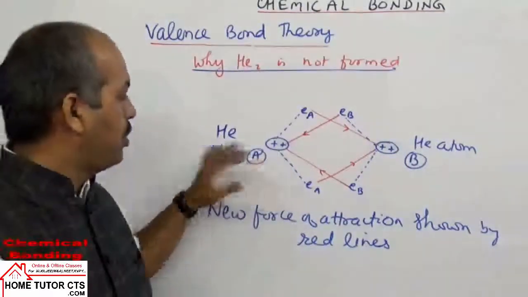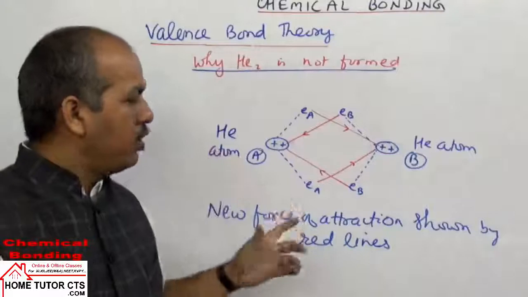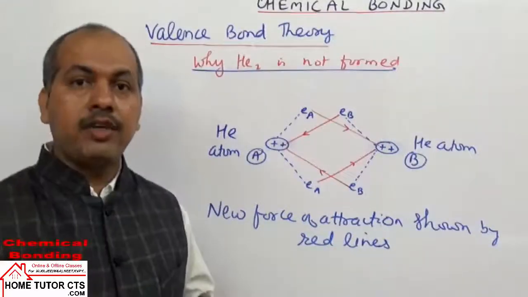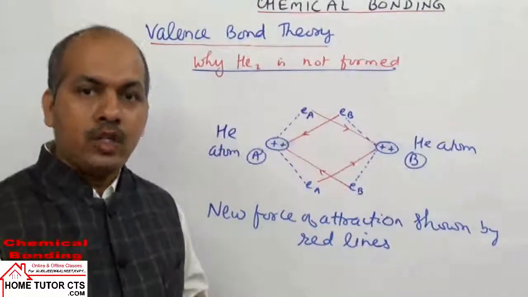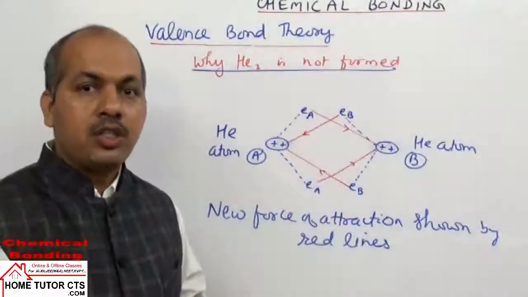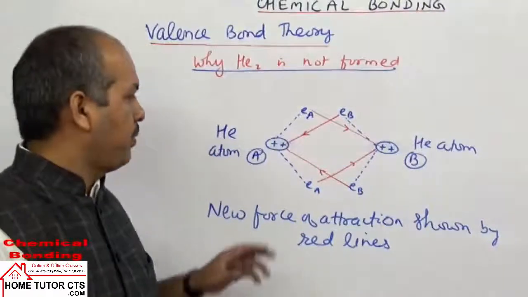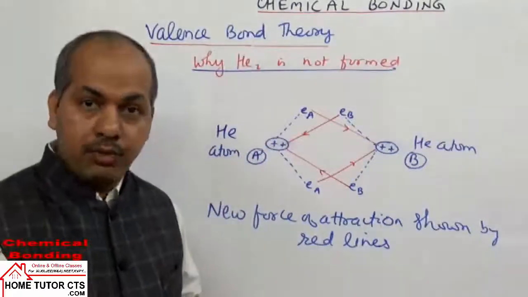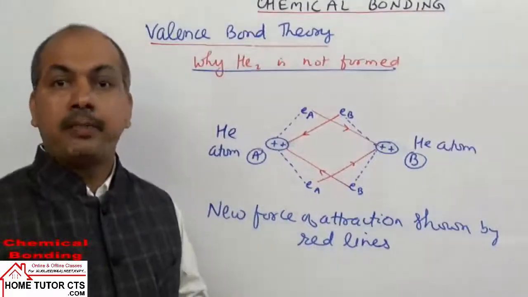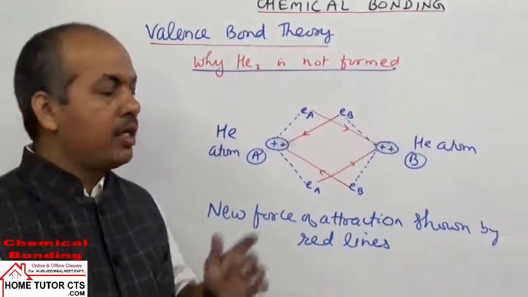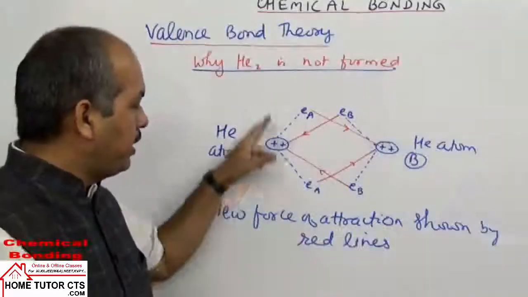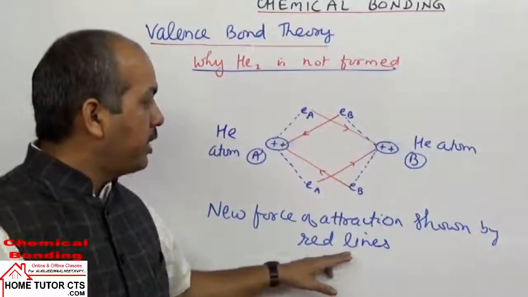Let us first try to understand the development of attractive and repulsive forces when two atoms approach close to each other. If I take two atoms approaching, they can develop some new attractive forces and some new repulsive forces. Let us first see the new attractive forces. In the given diagram, they have been drawn by red lines.